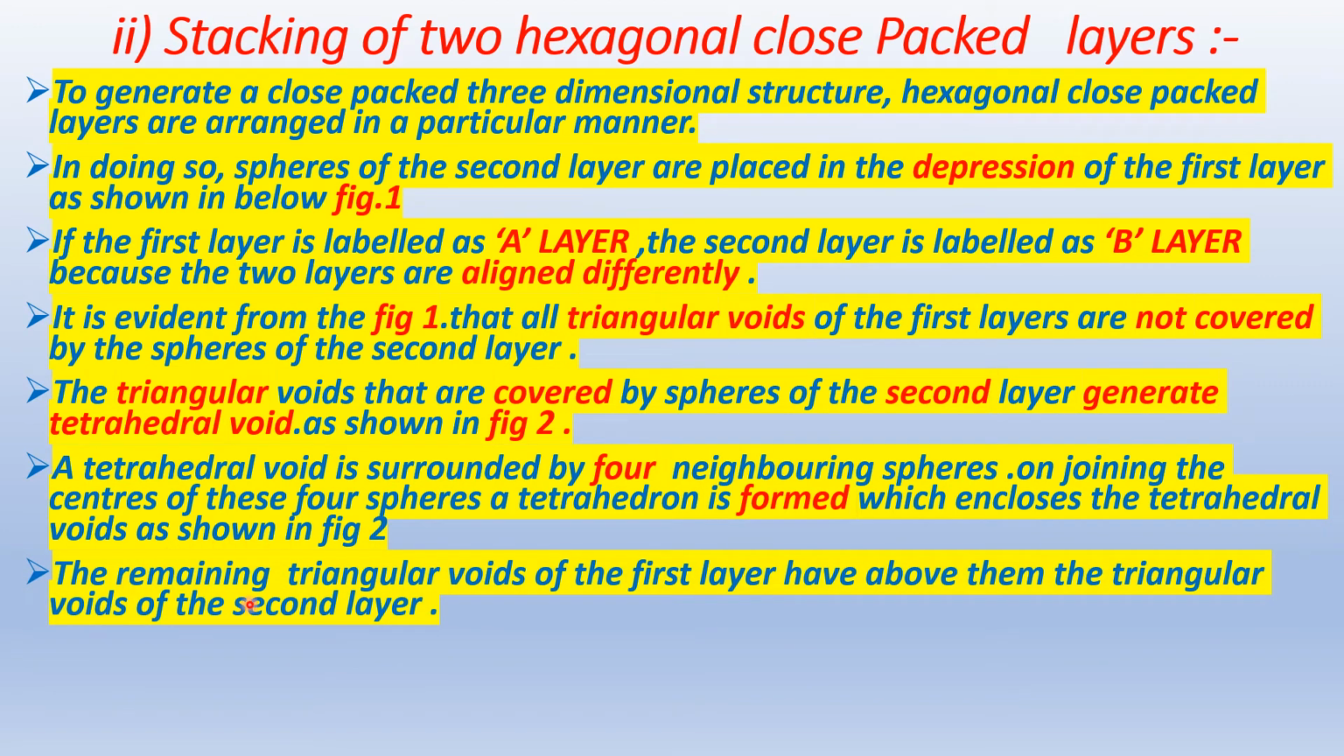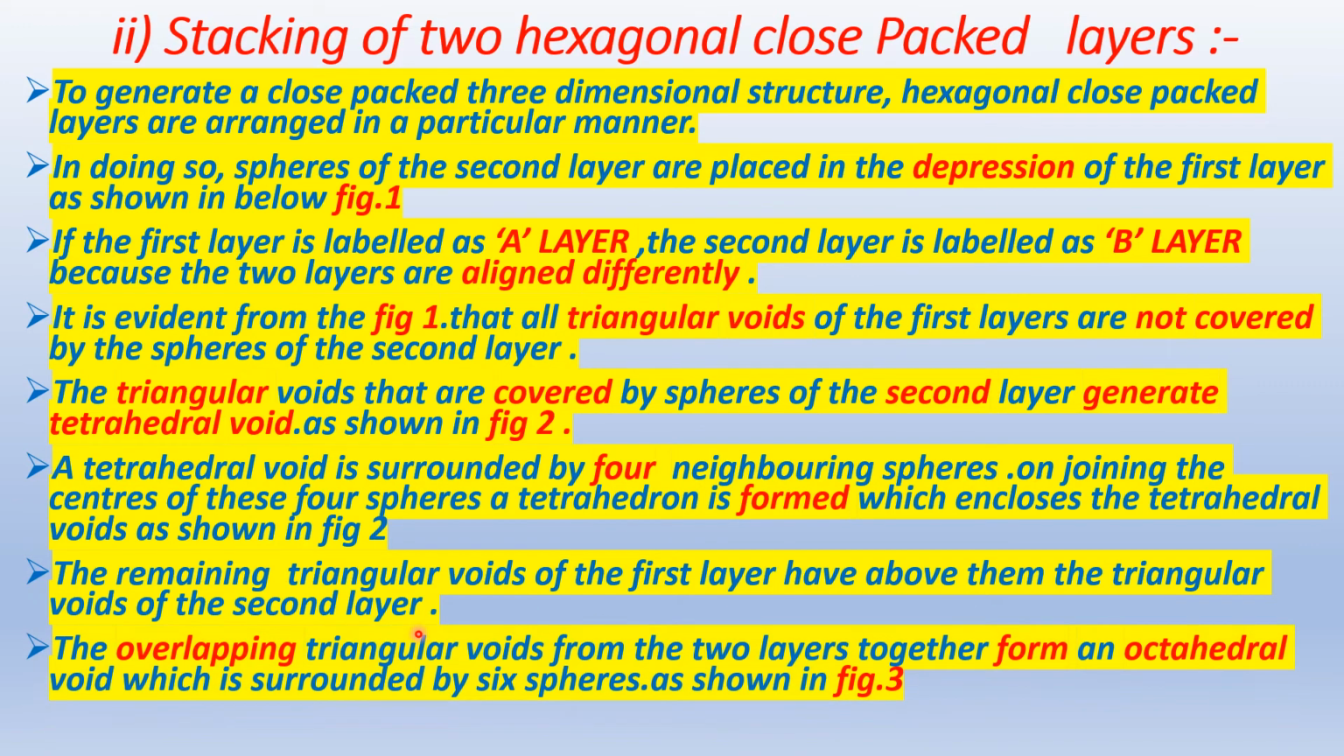The remaining triangular voids of the first layer have above them the triangular voids of the second layer. The overlapping triangular voids from the two layers together form an octahedral void, which is surrounded by six spheres, as shown in figure number 3.